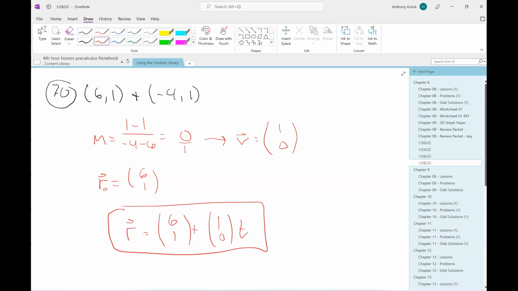Had you picked the other point, you would have gotten a different answer. Had you made your slope instead of 0 over 1, 0 over 5, you'd have a different answer, or 0 over negative 10, you'd end up with different answers. It's still describing the same line. Does that feel okay? Yeah, thank you.